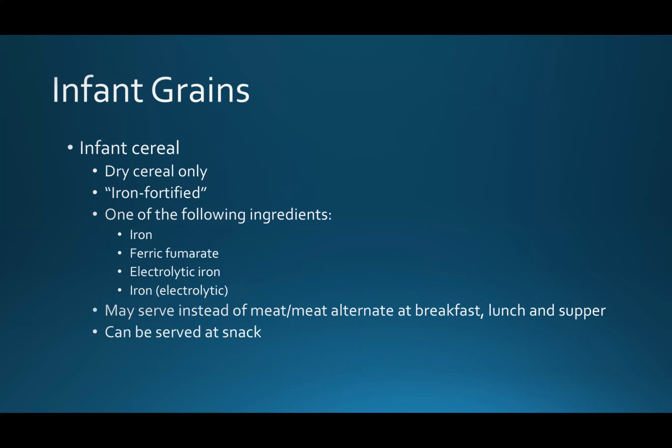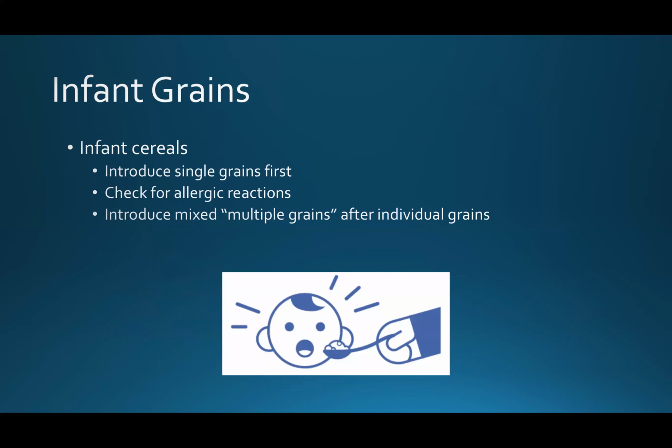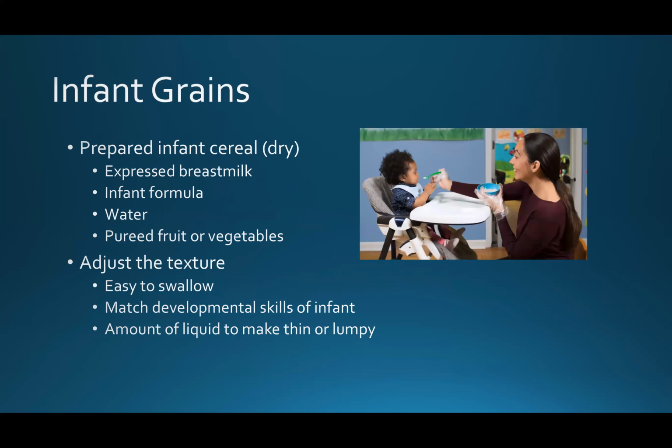Because it is a good source of iron, infant cereal can be served instead of a meat alternate at breakfast, lunch, and supper. It can also be served at snack as a grain component. Single grain, iron-fortified infant cereals, such as barley, oatmeal, rice, or wheat, should be introduced before mixed infant cereals to check for any allergic reactions. IFC multiple grain products are creditable if the infant has been introduced to the individual grains in the ingredient list.